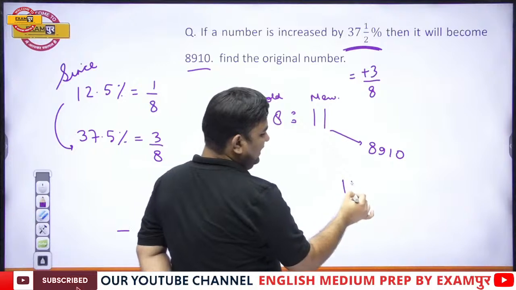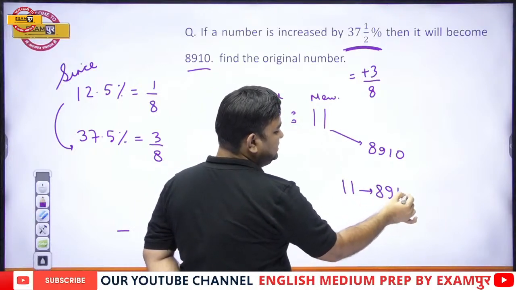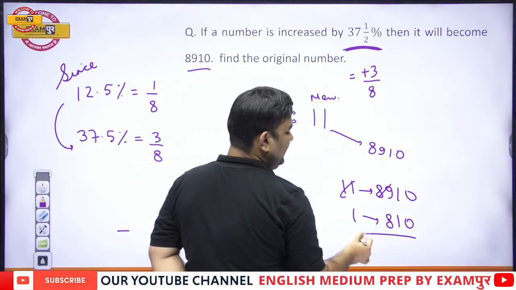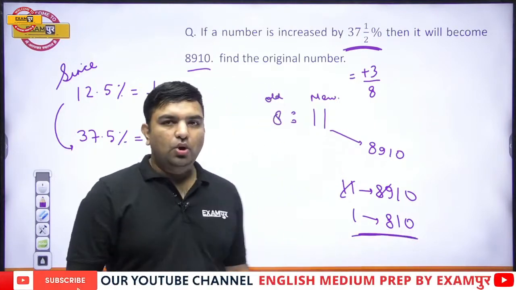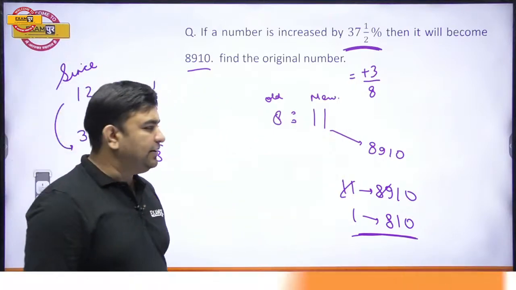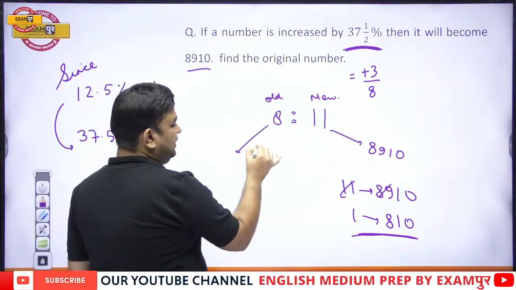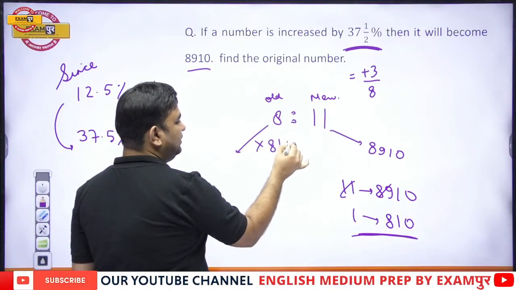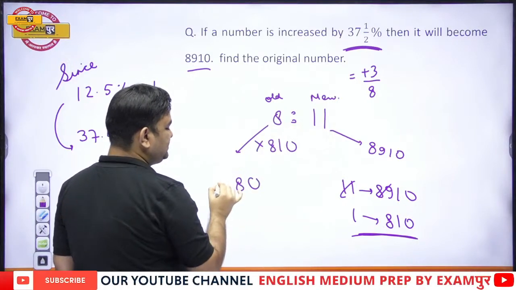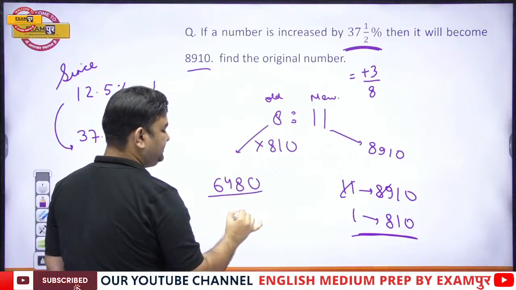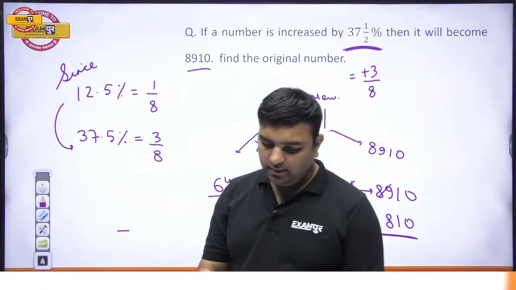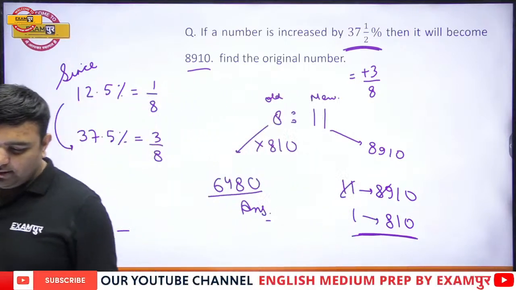So, if 11 is 8910, 1 is 810. So 8 is 8 into 810. 0 into 8, 0. 1 into 8, 8. 8 8s are 64. 6480 is your answer. Well done, Shrivani.